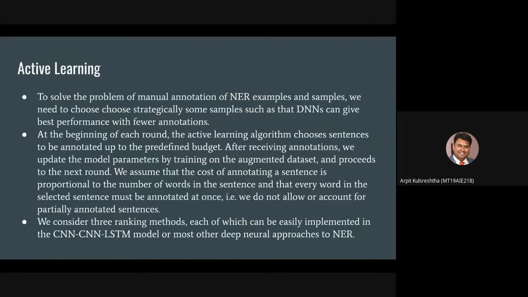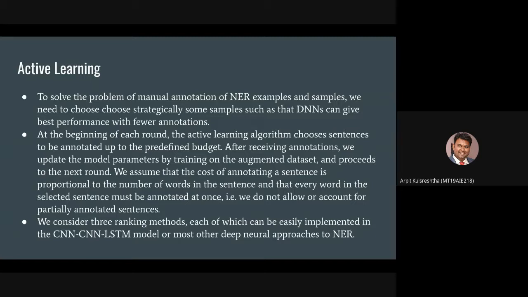Now we approach the main part of this paper, which is active learning. To solve the problem of manual annotation, which is a big problem for any examples and samples, we first have to statistically find out how we can select the samples. So there will be few annotations, and those can be labeled with the help of active learning approaches.